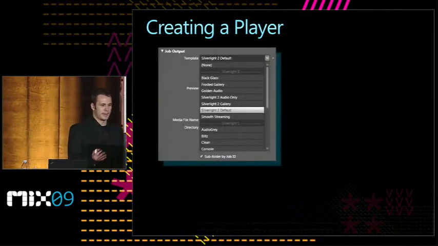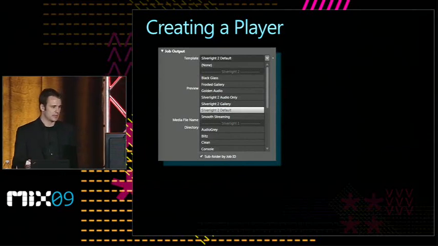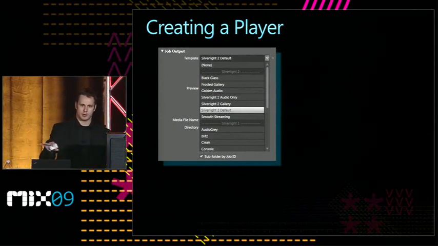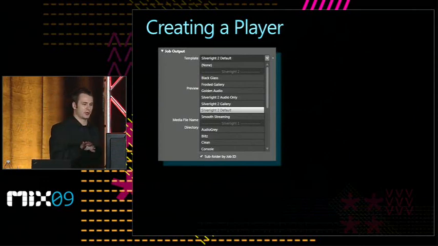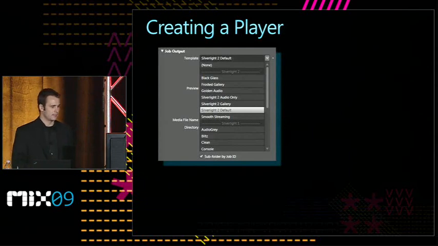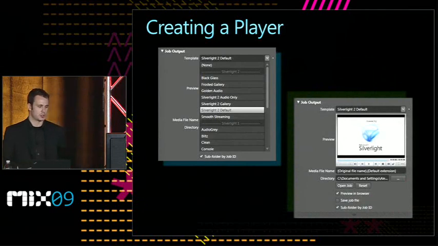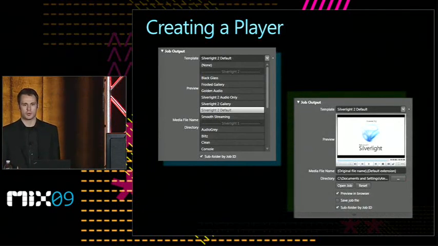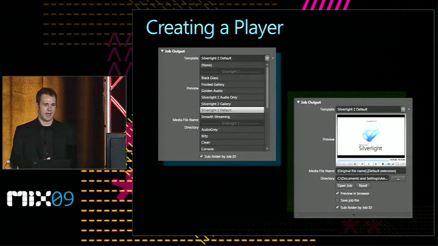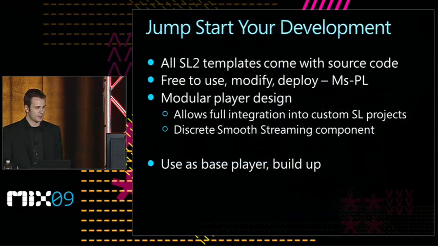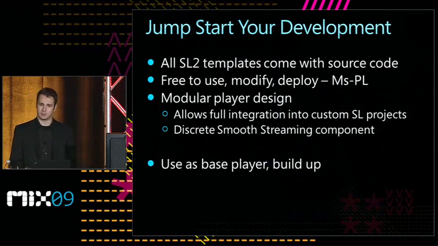If you want to create a player using Expression Encoder 2, that is also very easy. As you're creating your job, and I'll show a demo of this in just a few seconds, all you have to do is select a template in the job output panel. When you select, for example, the Silverlight 2 default template, you actually get a little preview of it shown on the screen, so you know that's what it's going to look like when you encode your content. After you encode the content, Expression Encoder will launch this template in a browser and play your content back in it, so you can immediately see what it's going to look like. So that's really how easy it is. If you want to deploy some content to our website today using Silverlight, it could be that easy.